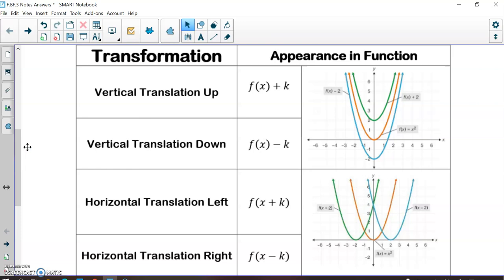So if we have a parabola, this orange parabola here, which is the equation y is equal to x squared. If you want to move that orange parabola up, what you would do is add a number onto the end of your equation. If you wanted to move it down, you would subtract a number on the end of your equation. So those would be vertical translations up and down.